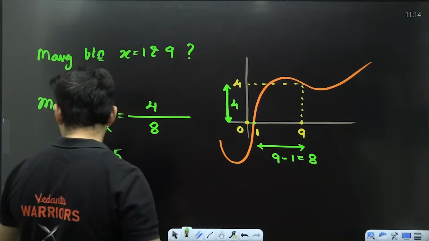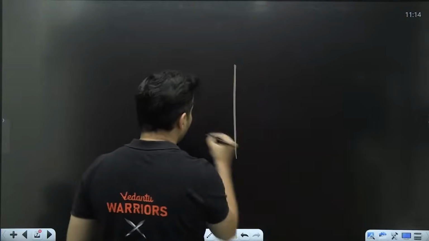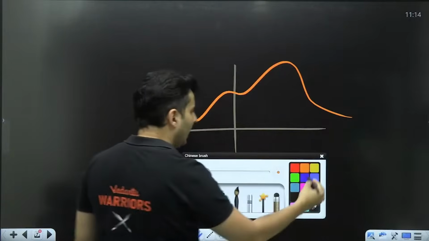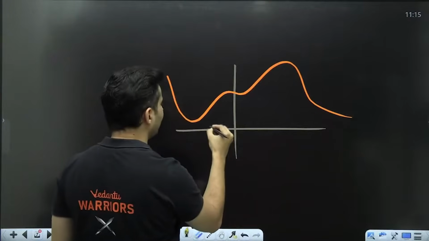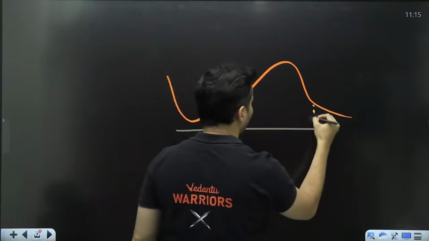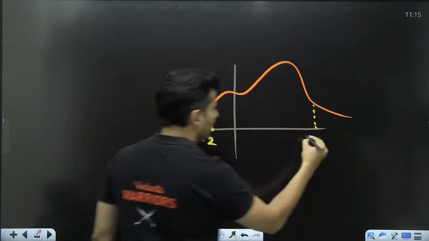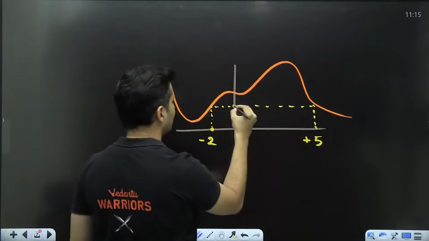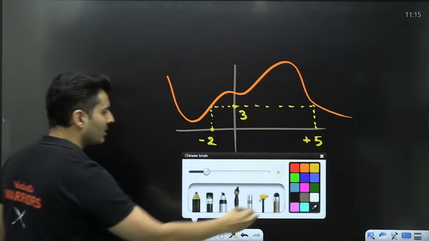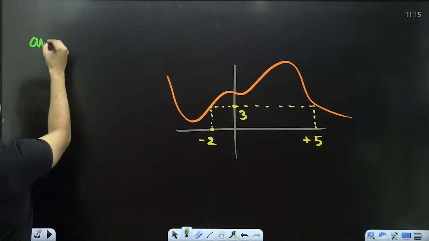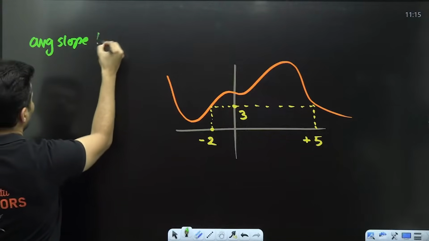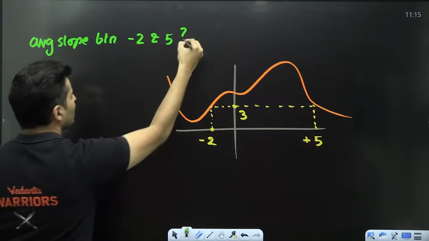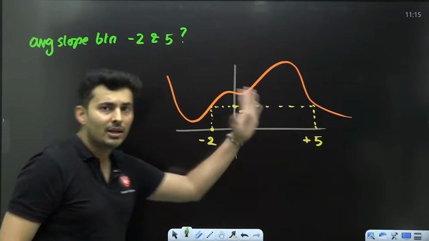Similarly, imagine if I give you another example like this, and let's say the graph goes like this, and I take two random points, maybe one over here and maybe one over here. Let's say this is minus 2. Let's say this is plus 5. Let's say these 2 points are at the same level, at 3. And if I ask you right now, what is the average slope between minus 2 and 5? Between x coordinates minus 2 and 5, what will you do?